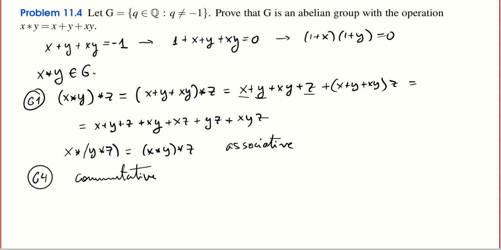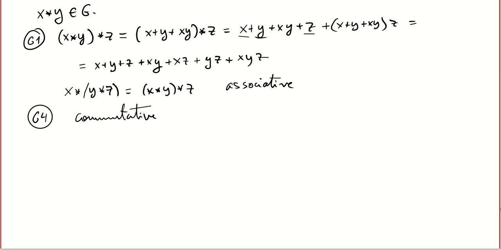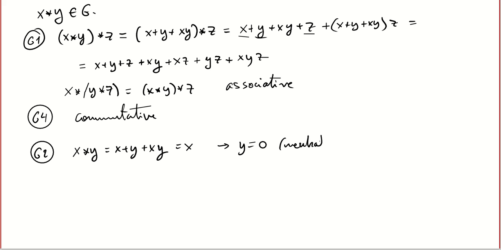Now let's see what happens about the neutral element, right? That's G2. The neutral element is, well, let me just copy what this product is. This is x plus y plus xy. And what we need here is a y such that this is equal to x, right? So it's clear that y has to be 0 for that. Because if y is equal to 0, then this is just equal to x. So this is the neutral.